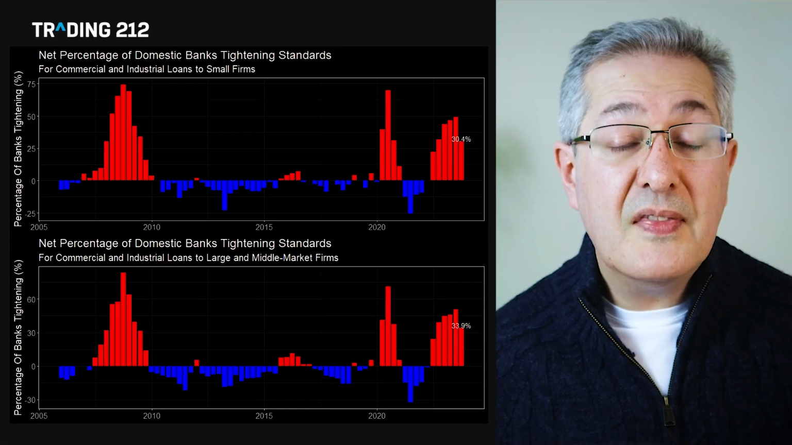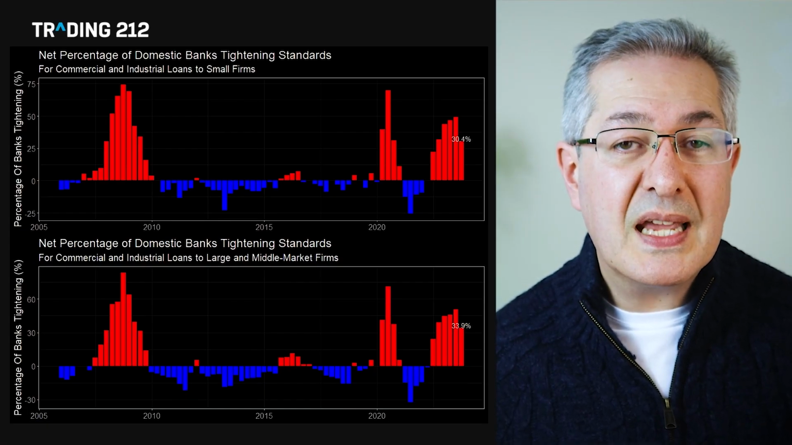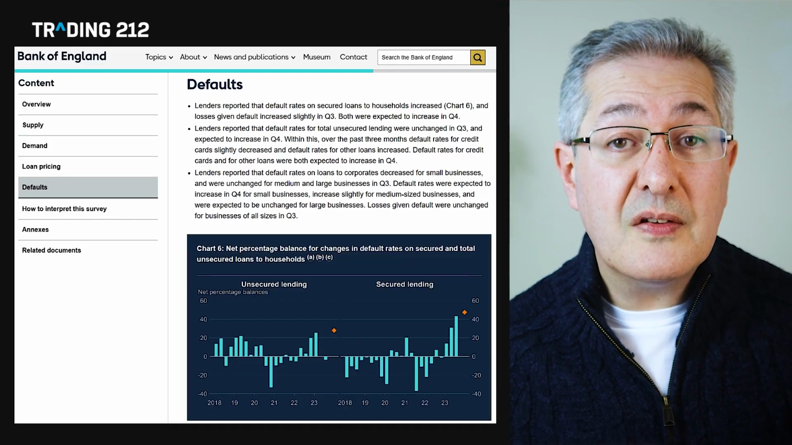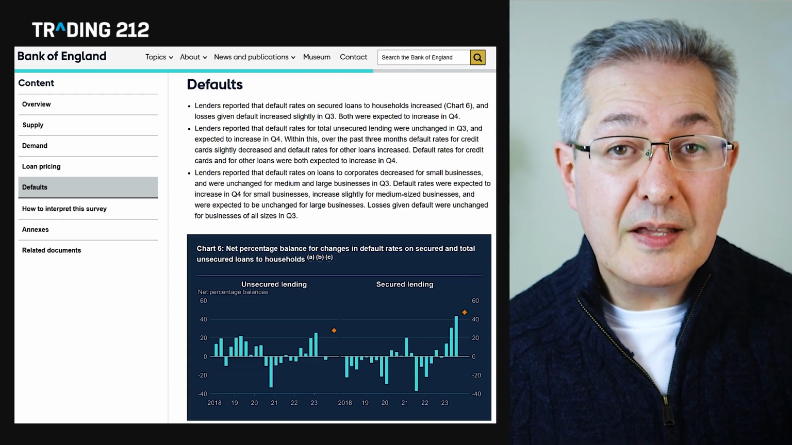In the US, it's easy to monitor credit conditions using the SLOOS survey, or the Senior Loan Officers Survey. In this graph, red indicates tighter credit conditions and blue indicates looser credit conditions. In the UK, the equivalent survey is called the Credit Conditions Survey, and it's published by the Bank of England. This looks at the supply and demand of loans, as well as the pricing of those loans, and of course the default rates on loans.